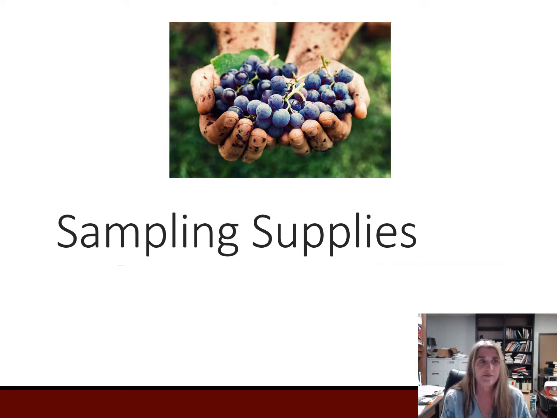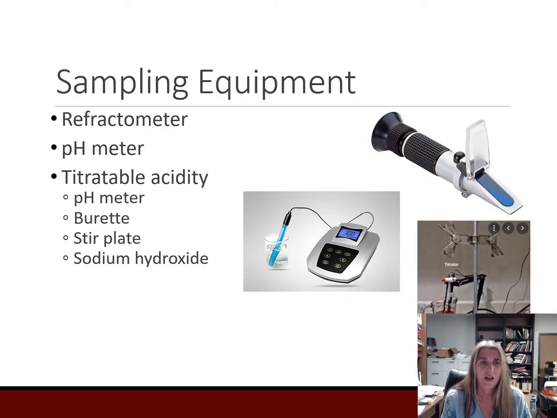Sampling supplies. If you're growing grapes or making wine or juice, you need to have a refractometer, a pH meter, and then the ability to measure the titratable acidity. Some of the things that you would need to measure the titratable acidity would be a pH meter, which you already have, a burette, a stir plate, and some sodium hydroxide.